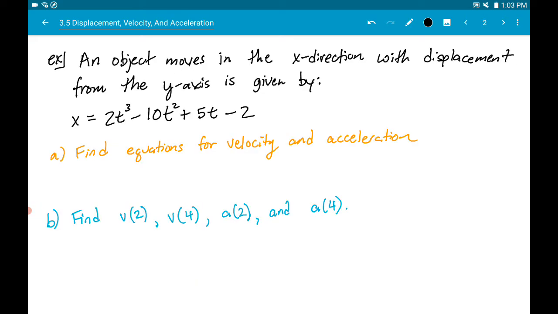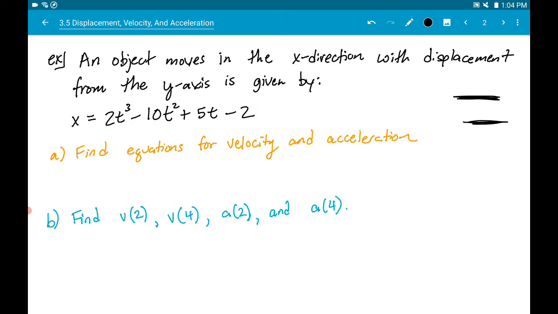All right, so let's look at an example here real quick just to dive right in. If an object moves in the x direction, that just means horizontally back and forth, moving to the right, moving to the left, whatever, with the displacement from the y-axis given by a function. That's all we need to get started. Find equations for velocity and acceleration.